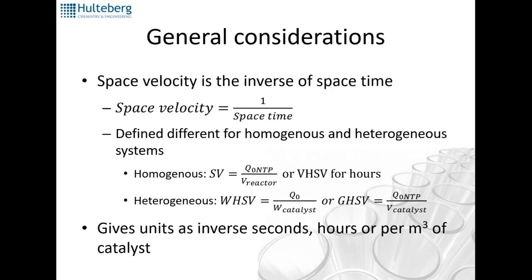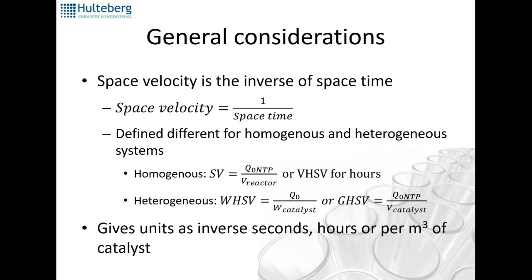Space velocity is another important part in communicating catalysis. It's basically the inverse of space-time, and it's defined differently for homogeneous and heterogeneous systems. For homogeneous, the space velocity is the flow rate coming into the reactor, defined at normal temperature pressure, divided by the reactor volume. And if the unit of Q is hours, we call it the volumetric hourly space velocity.